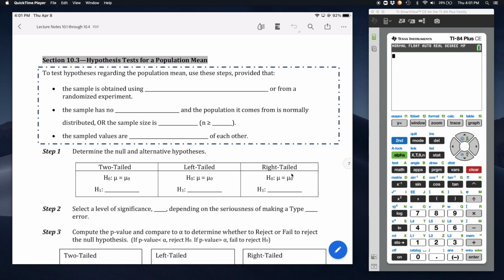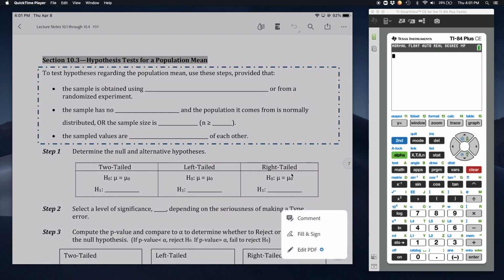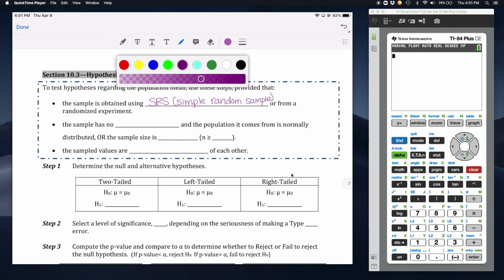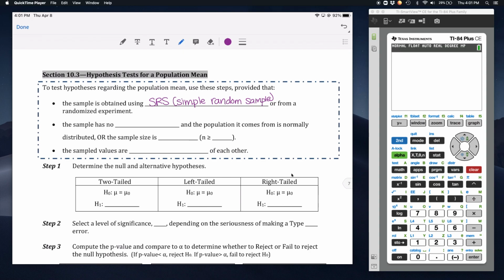Okay, today we're going to be looking at the second half of hypothesis testing, so we're going to look at it for means. So to hypothesis test regarding the population mean, we're going to use the following steps, provided that the sample is obtained using a simple random sample. Or, if that's not the case, it's from a randomized experiment.